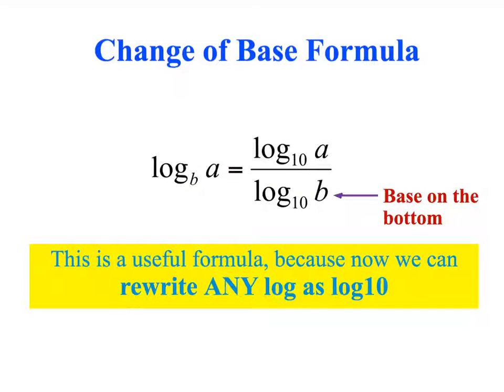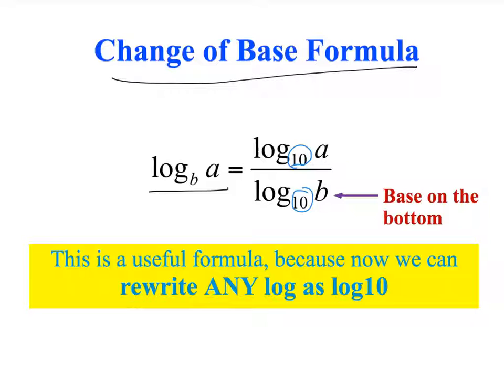Now what happens is you're going to have problems where it's not a base 10, but you want to be able to put it in your calculator to get your answer. So what we use is this change of base formula. And here's the general form of it. It says log base B of A equals log base 10 of A over log base 10 of B. Now the first thing you need to know is when we use the change of base formula, we can change it to any base you want. Basically, you can choose your base. Most of the time you're going to choose 10 though because you want to use your calculator.